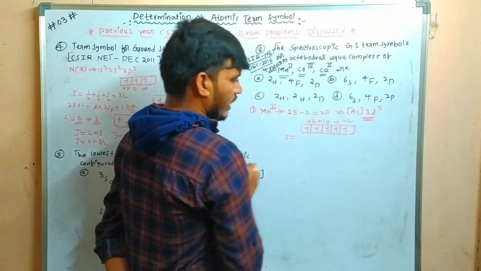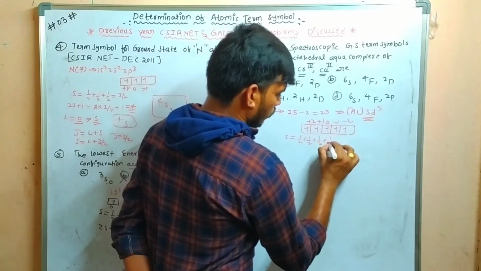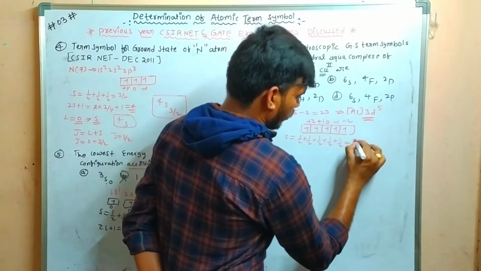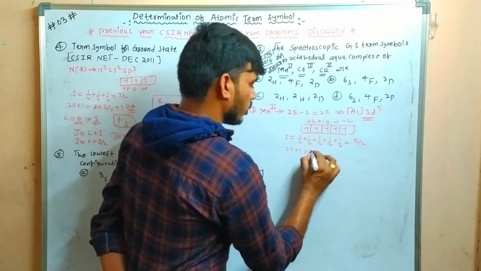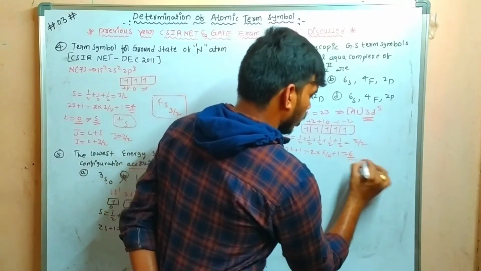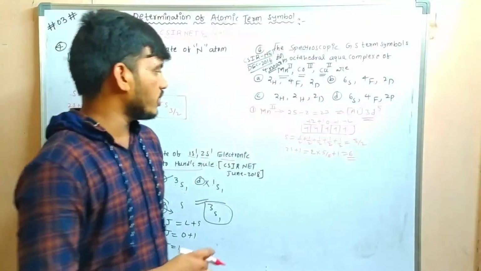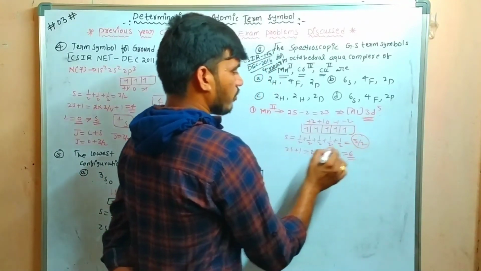Now we have to calculate the S value: 1/2 plus 1/2 plus 1/2 plus 1/2 plus 1/2 is equal to 5/2. You have to calculate the spin multiplicity value: 2S plus 1 is equal to 2 into 5/2 plus 1. The 2 is cancelled, so it is 6. So 6 is the spin multiplicity value of this Mn2+ complex, and the spin quantum number value is 5/2.